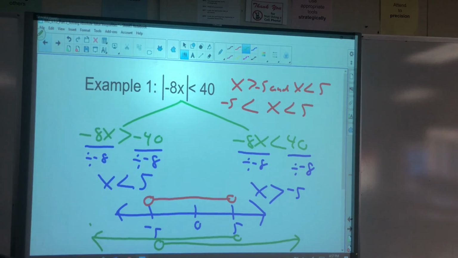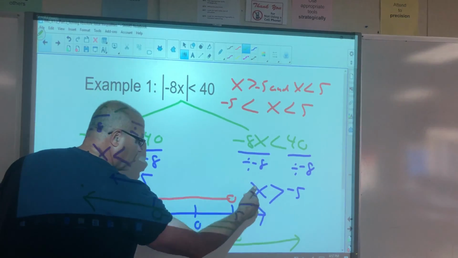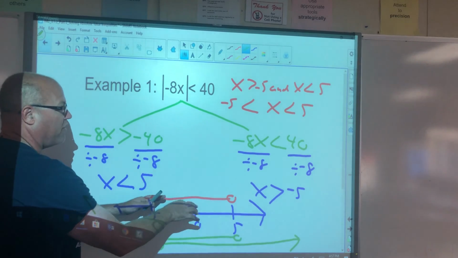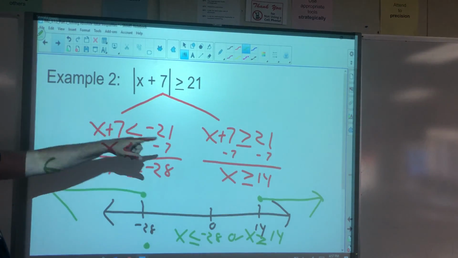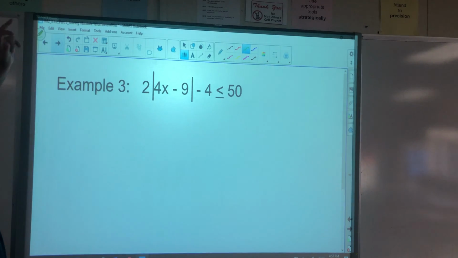The and means it has to be both. Greater than negative 5, and it had to be also less than 5. It means two requirements for and, or it's just to meet one of the requirements. Take down your notes and go to the next example.